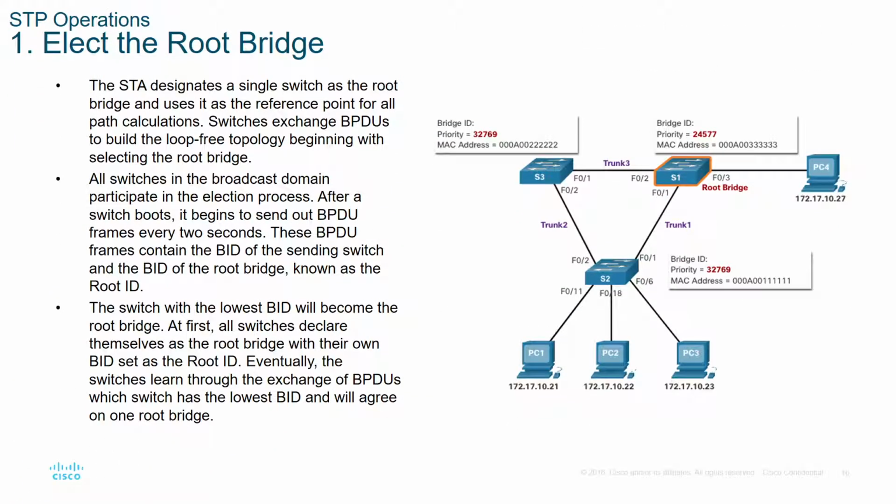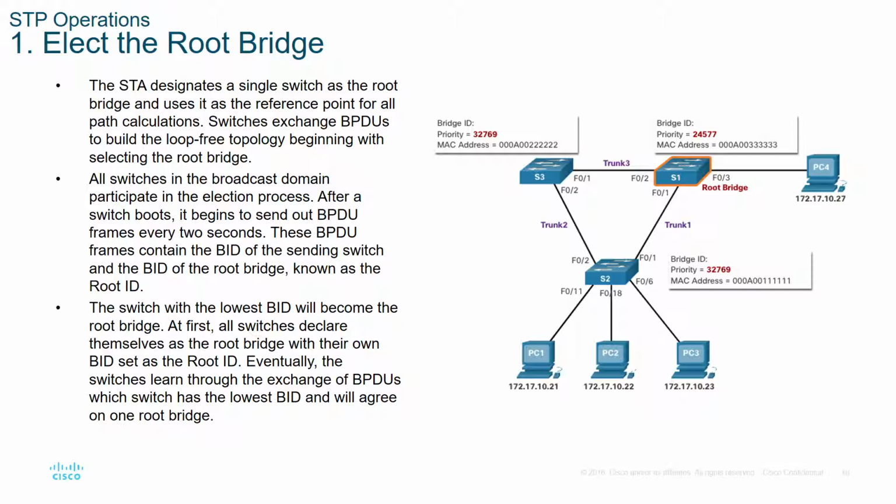So in step 1, it's about electing the root bridge. The spanning tree algorithm designates a single switch as the root bridge and uses it as a reference point for all path calculations. Switches exchange BPDUs, bridge protocol data units, to build the loop-free topology, beginning with selecting the root bridge. All switches in the broadcast domain participate in the election process.